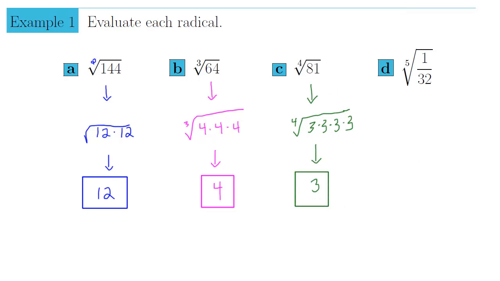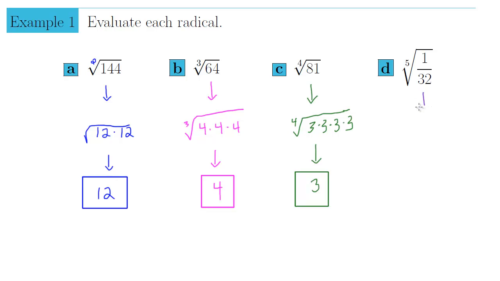Finally, we have the fifth root of 1 divided by 32. I would suggest breaking this up into the numerator and the denominator. Think of this as, what 5 identical factors multiply out to 1? Well, that's 1 times 1 times 1 times 1 times 1. And what 5 identical factors multiply out to 32? Well, 2 times 2 times 2 times 2 times 2 is 32.